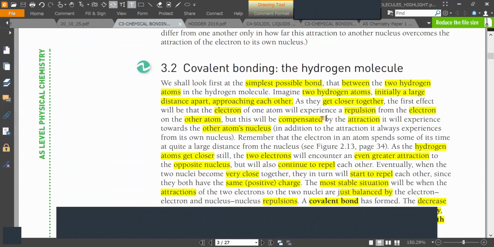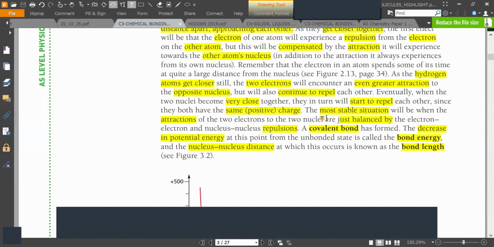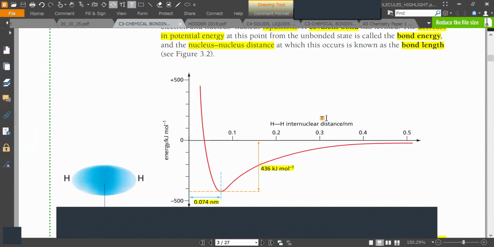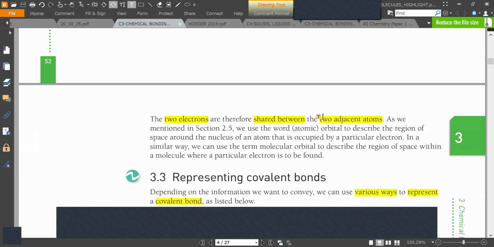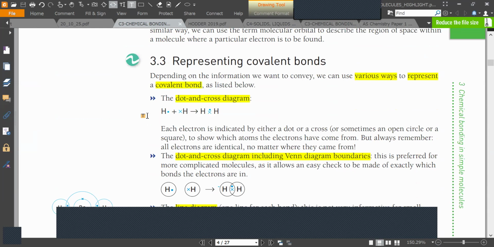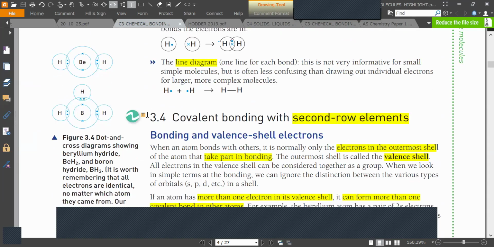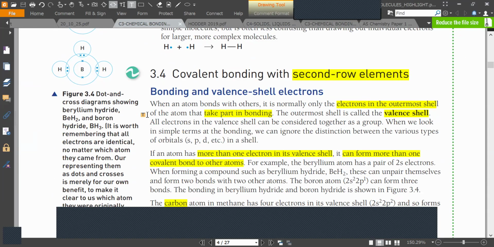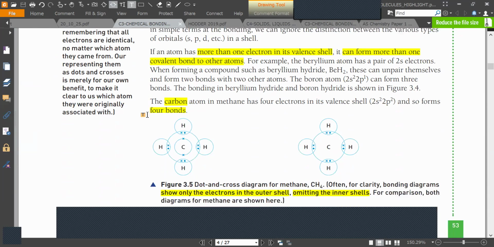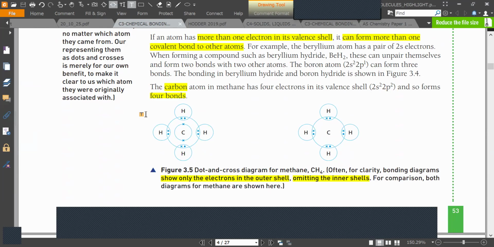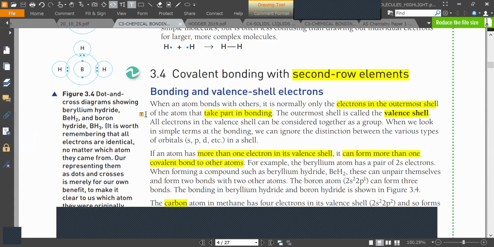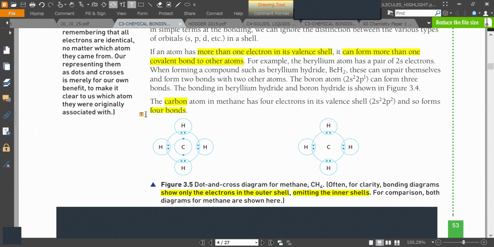So covalent bonding. A lot of it is revision from IGCSE, so I will skip ahead for some things. Like drawing the dot and cross diagram, you are very familiar, so I will skip that. Covalent bonding of second row elements, we learned in IGCSE. For second row, the maximum number of electrons is 8 electrons, so maximum it can form 4 bonds.